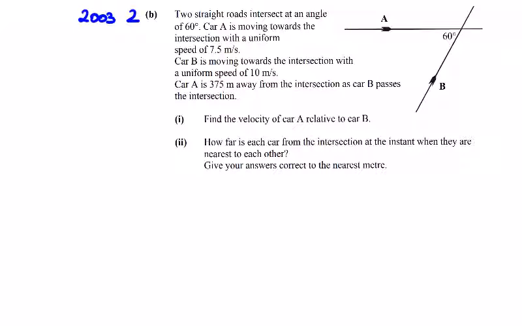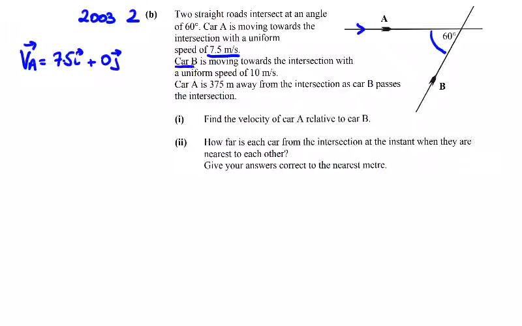Here we have 2003 relative velocity question 2b. Two straight roads intersect, we can see here, with an angle of 60 degrees. A is moving in the i direction with a speed of 7.5. So the velocity of A is just 7.5 in the i direction. I like to write plus 0 in the j direction, you don't have to.